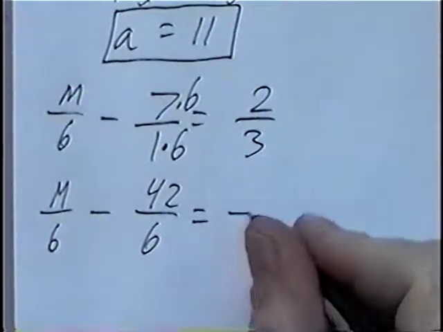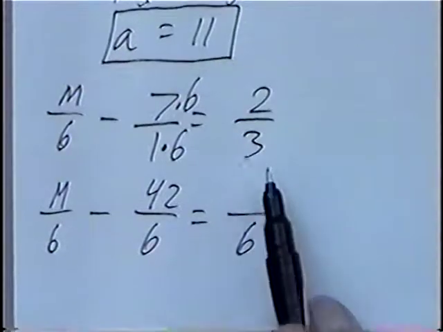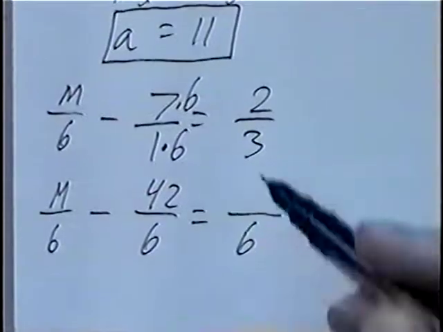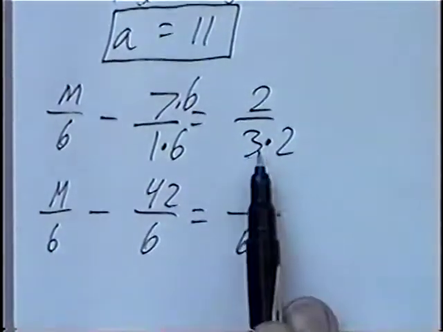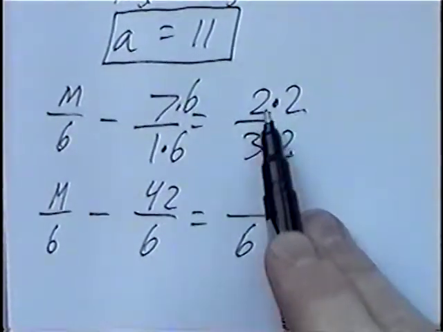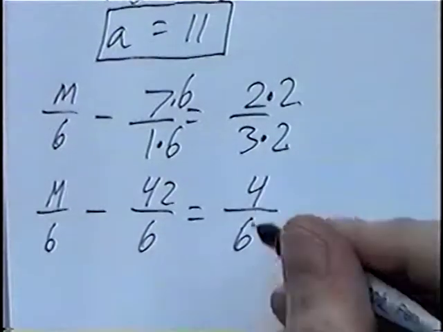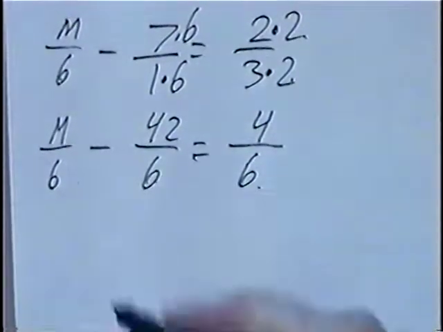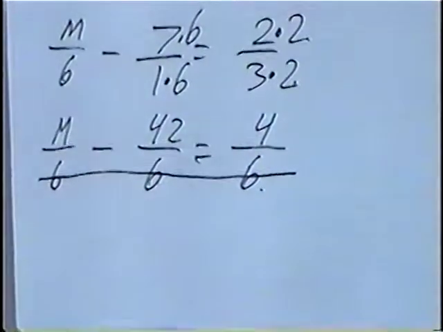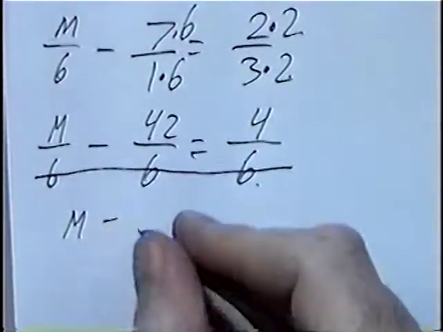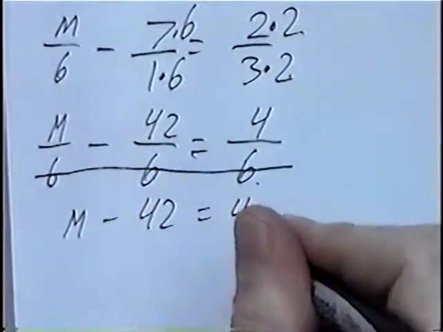Equals, and again 2/3, we want to change that so the denominator is equal to 6. To change 3 to a 6, we're multiplying by the number 2. 3 times 2 would be 6, and the numerator will multiply by the same number. 2 times 2 would be 4. So getting the common denominators, now they're all 6. All the denominators are equal, so we can cross those off or ignore them. And we can rewrite the equation just with the numerator or top numbers. M minus 42 equals 4.